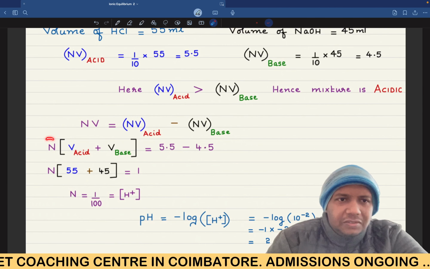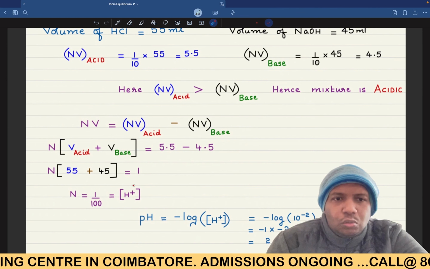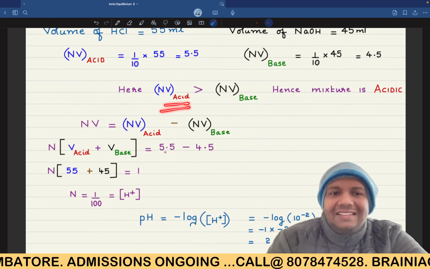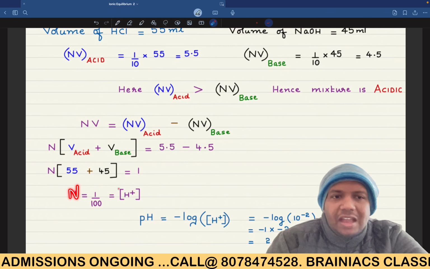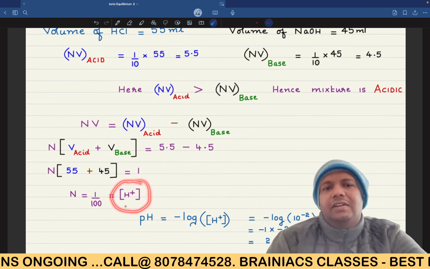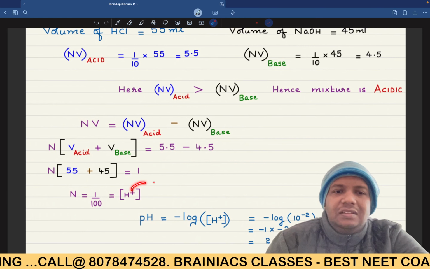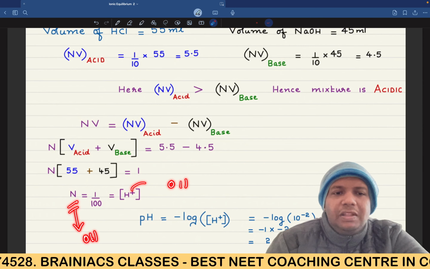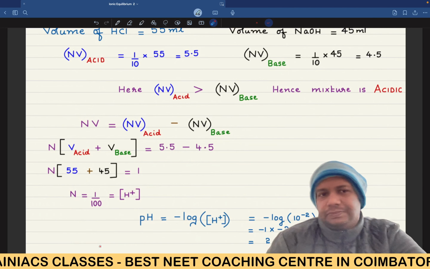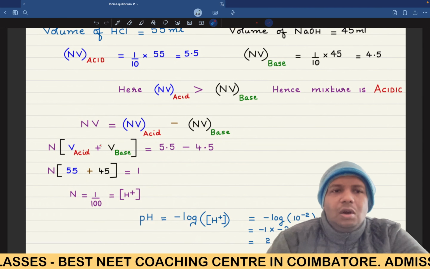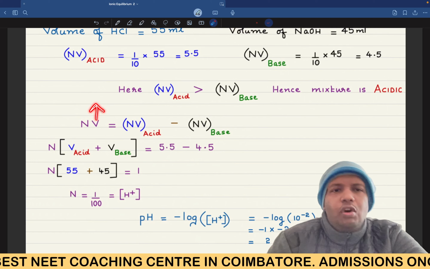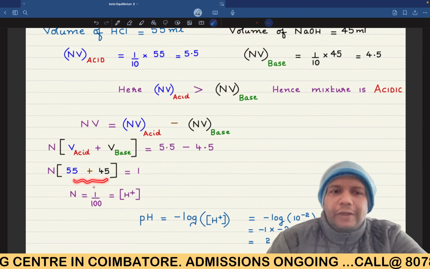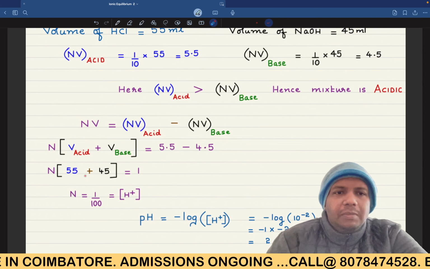So the resultant mixture's N value would be equal to what? The H plus ion concentration. Why? Because the solution is acidic. That's why this normality value is equal to the H plus ion concentration. Suppose it is basic, then this normality value would be equal to what? It would be the concentration of OH minus. We will see that. Now what is V? It is the volume of the mixture, so the volume of the acid plus the volume of the base. So 55 plus 45, it would become 100.